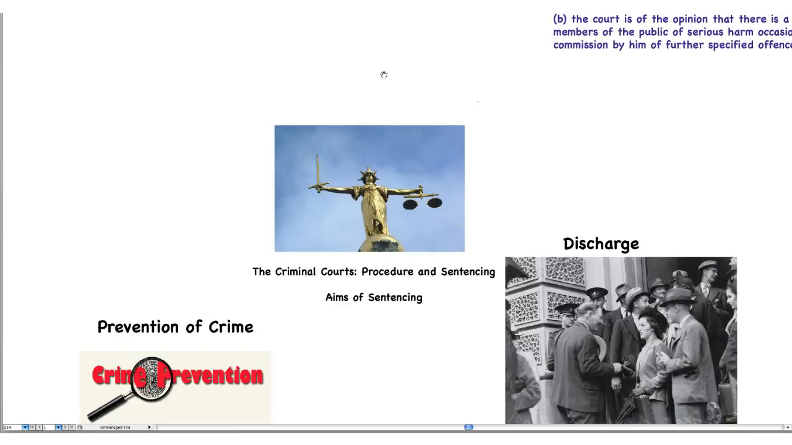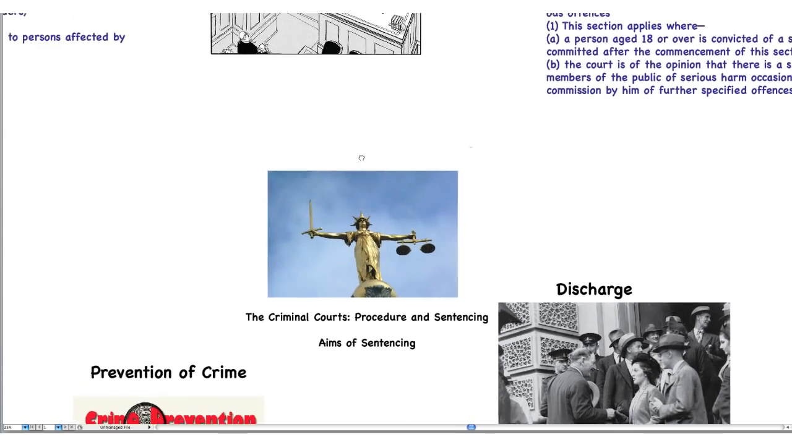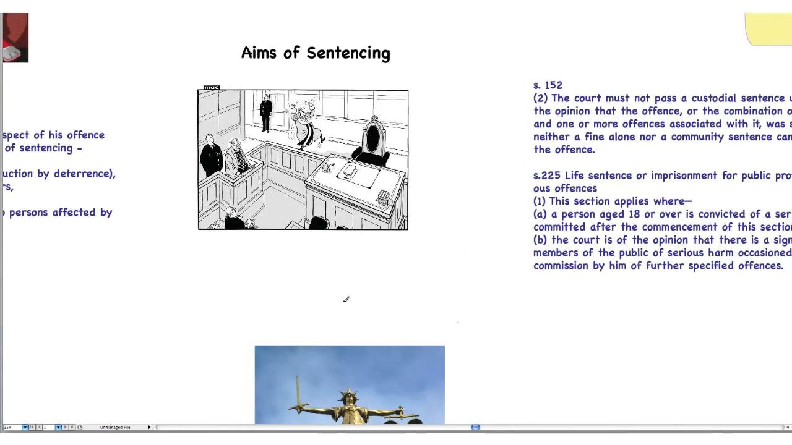So this is the last one, and it's all about sentencing. We've looked at the different types of court and the different types of appeal. We've looked at how we get from committing the offence and charging to court. We're now going to look at what happens when people are found guilty. What happens with sentencing? And our starting point is the aims of sentencing. What are the aims of sentencing?